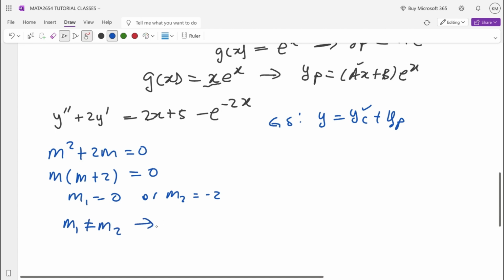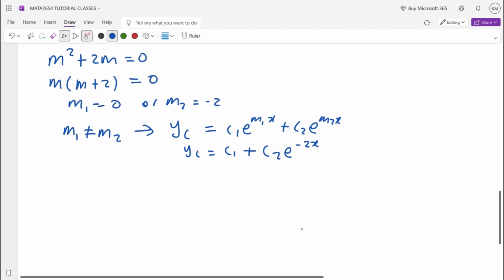When we have distinct real roots, we know that our complementary solution will be c1 e to the power m1 x plus c2 e to the power m2 x. So our complementary solution is c1 e to the power 0, which is just 1 at the end of the day, so we just have c1 there, plus c2 e to the minus 2x.